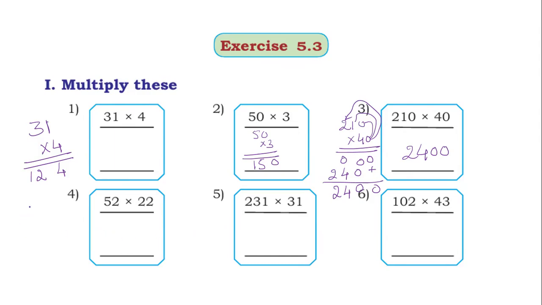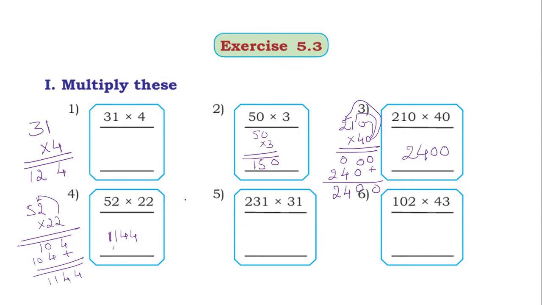Next, 52 into 22. Start with the unit digits. 2 into 2 is 4. 2 into 5 is 10. Similarly, 2 into 2 is 4. 2 into 5 is 10. Add all these. 4, 4, 1, 1. 1,144 is the answer.